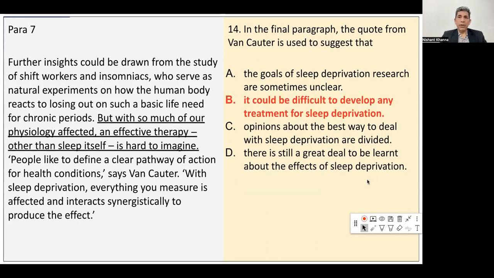In the final paragraph, the quote from Van Cauter is used to suggest what? Let us find the quote of Van Cauter. But with so much of our physiology affected, an effective therapy other than sleep itself is hard to imagine. People like to define a clear pathway of action for health conditions, says Van Cauter. With sleep deprivation, everything you measure is affected and interacts synergistically to produce the effect. So now, the answer to this would be, it could be difficult to develop any treatment for sleep deprivation. It is hard to imagine.